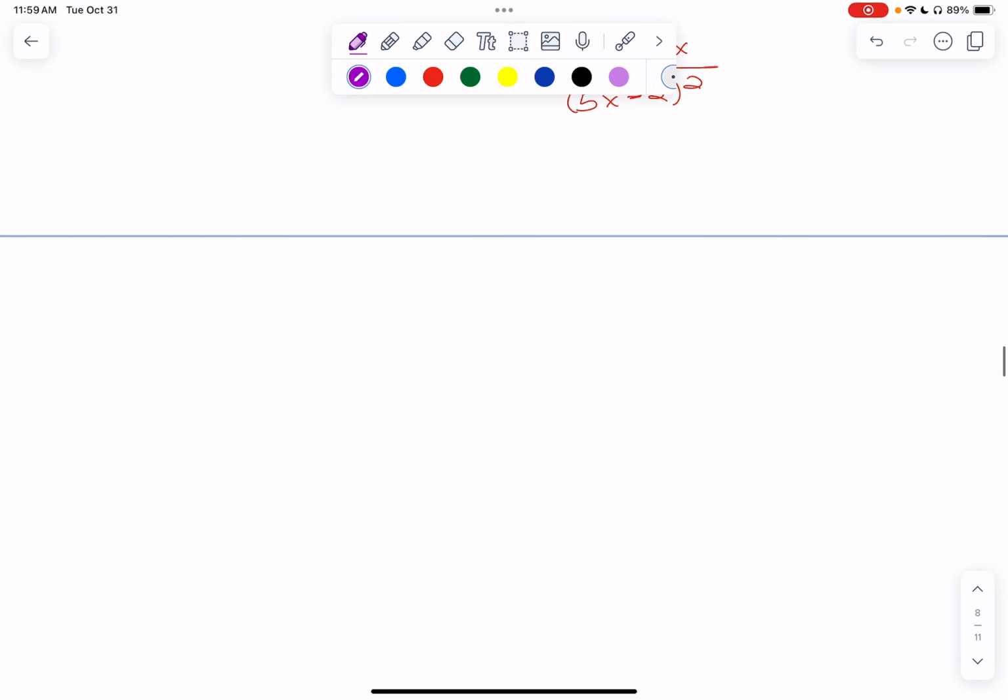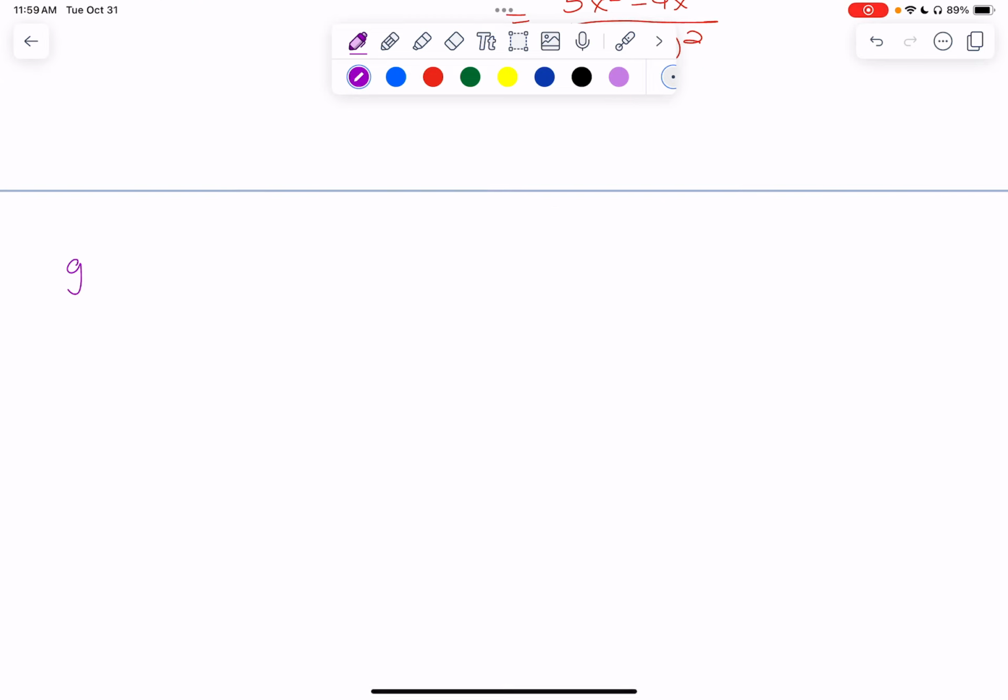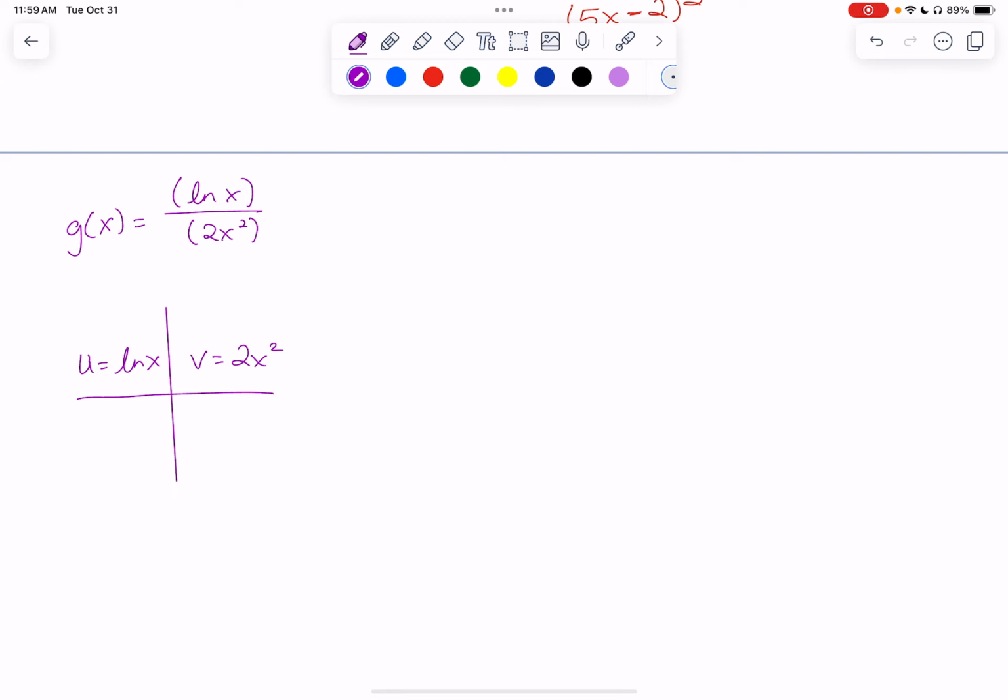Let's give it a try for my second example that I had there. I had a g of x, which was equal to the natural log of x, my upper function, so it's a u, divided by 2x squared. So I'm going to create my little table. And I'm going to say u equals natural log of x, and v equals 2x squared. Not too bad. I'm going to take the derivative of my upper function. The derivative of natural log, you'll remember, is 1 over x. And the derivative of my v, my denominator, is going to be equal to 4x.